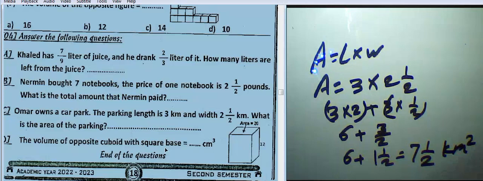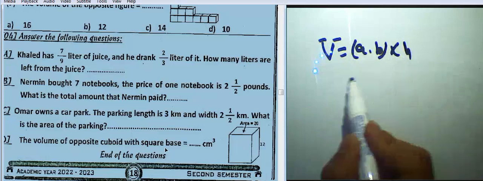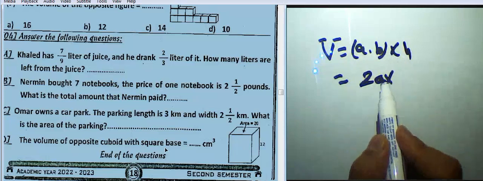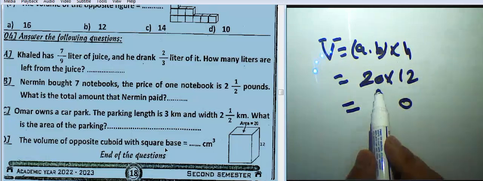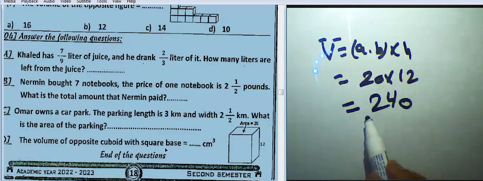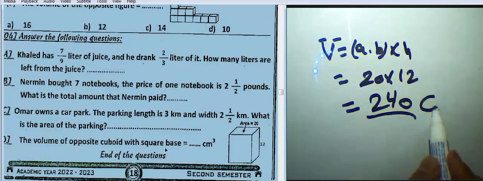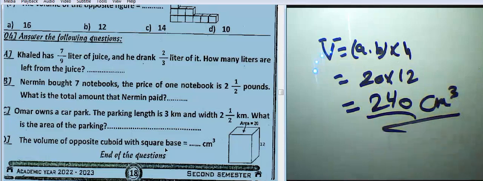The area of the parking. Question letter D. The volume of the opposite cuboid with a square base. We can find the volume. We have here a cuboid. Okay, area of the base times the height. So we can find the volume: area of the base times the height. 12 times 2 equals 24. Then the result will be 24 cubic centimeters. The volume of the cuboid. Okay, goodbye my students.